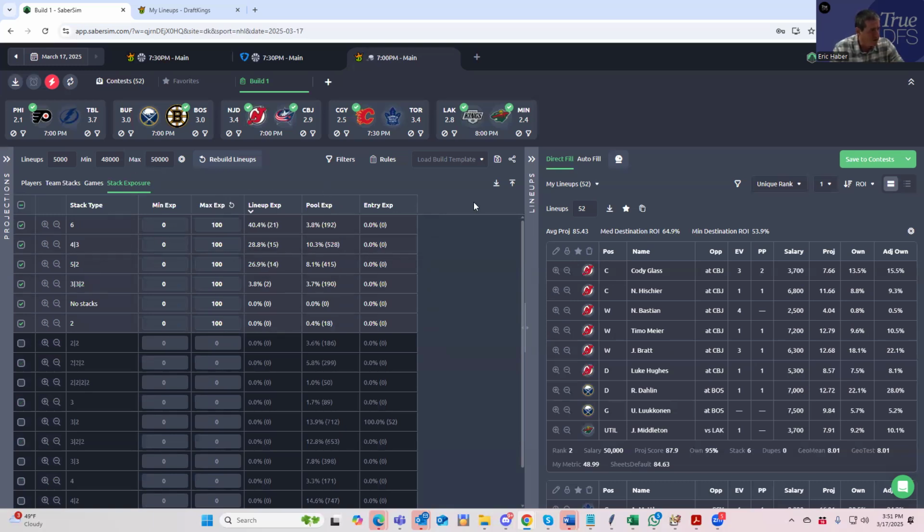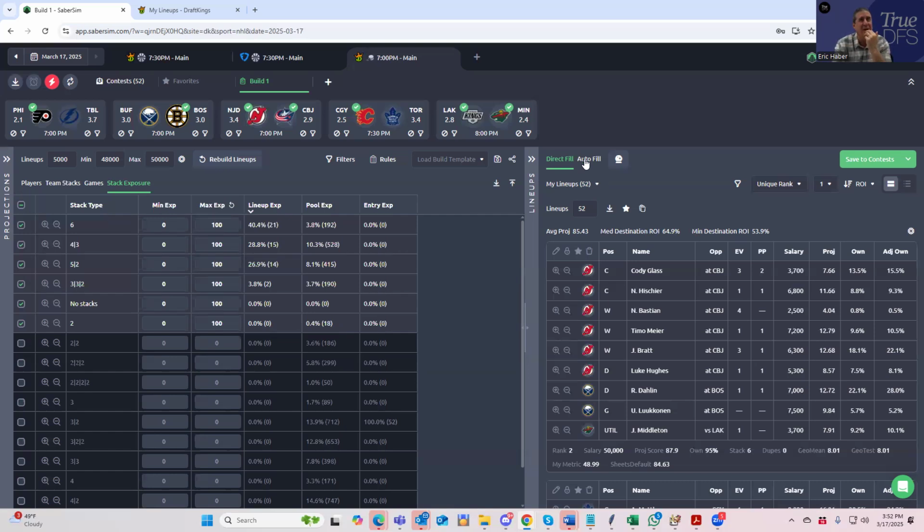The only other thing you consider doing is, instead of using direct fill, which basically assigns the lineups to the best contest for them, to do autofill. And what autofill does is something I don't like to do in hockey. What autofill does is really make sure that you have different lineups in each contest.